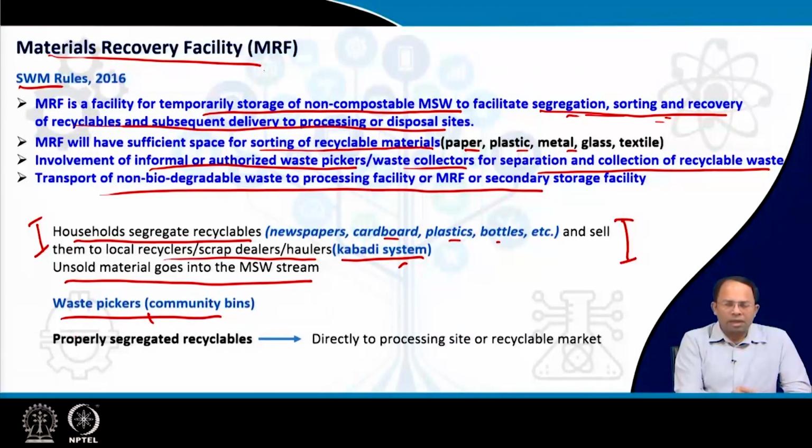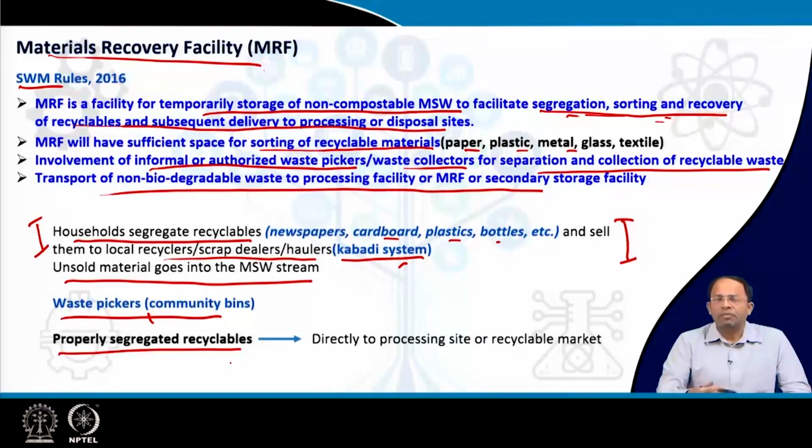And then nowadays, because we are doing segregation from door to door, if the waste is properly segregated, then we can recover that waste. If the household is segregating not only dry and wet waste, but also some amount of recyclables, we can send them directly to the processing site or to the recyclable market. That means primary collection vehicles will take this waste directly to those processing sites or this recyclable market, if you are doing it at door to door.